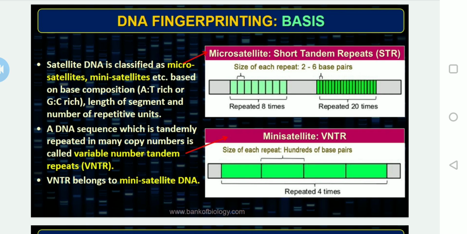The VNTR belongs to the mini satellites in the DNA commonly. So here you can identify the microsatellites, the short tandem repeats, and the mini satellites, that is variable number tandem repeats. Like that, we can differentiate as well as identify.